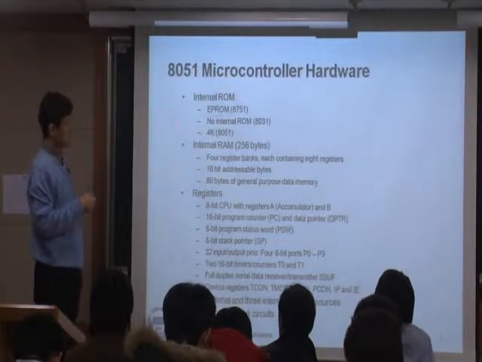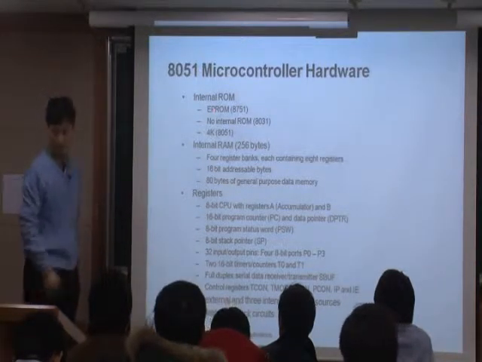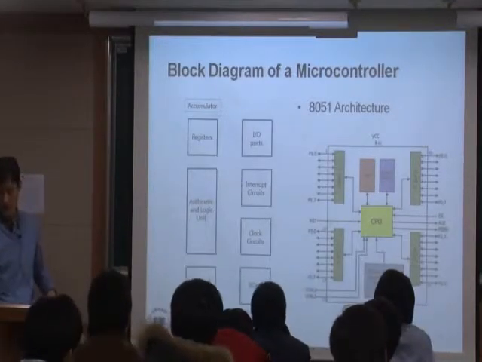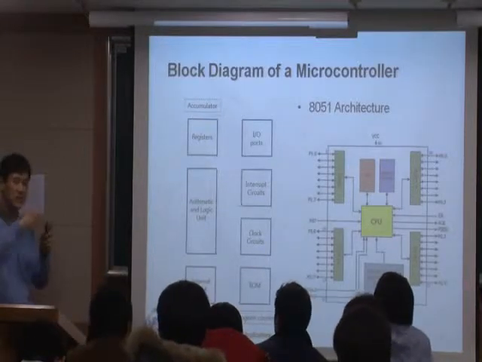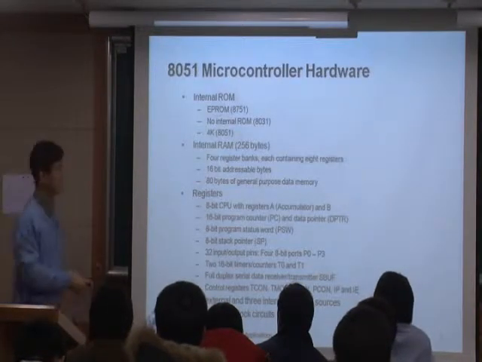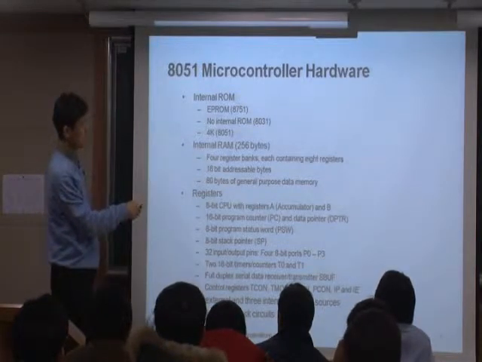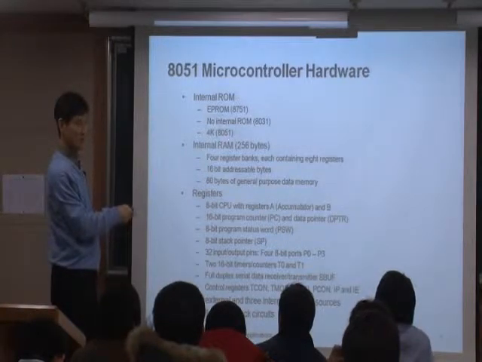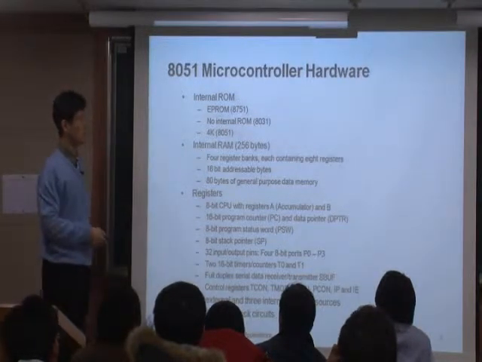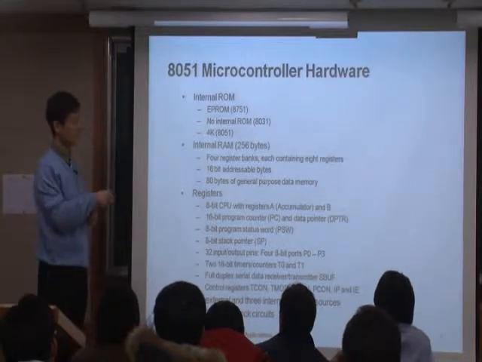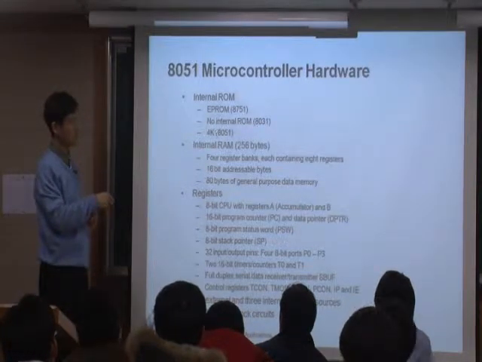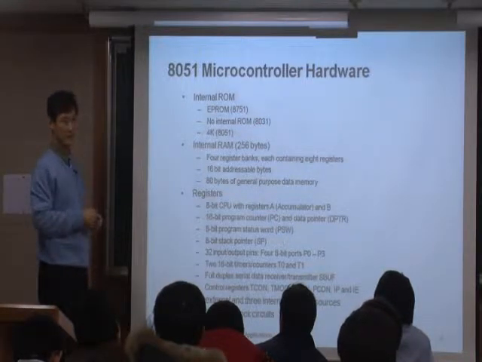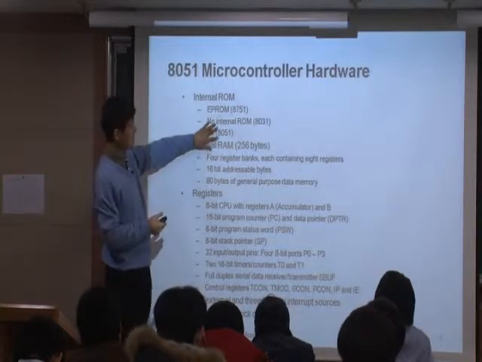So let's see some of the components. We have an internal ROM. Internal basically means that this memory is inside the chip. You see there are different numbers, right? 8751, 8031, 8051. These numbers are different chips. However, you see those are pretty similar, right? 8051, 8031, 8751, all those are the same family.